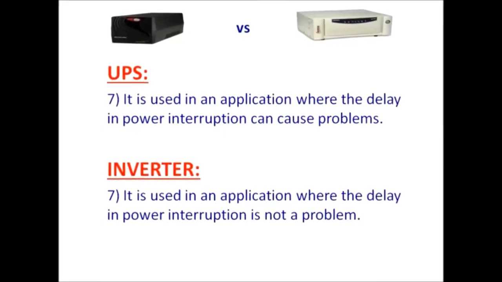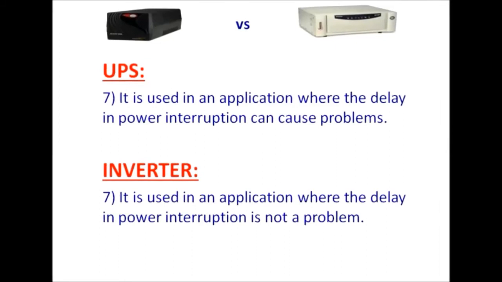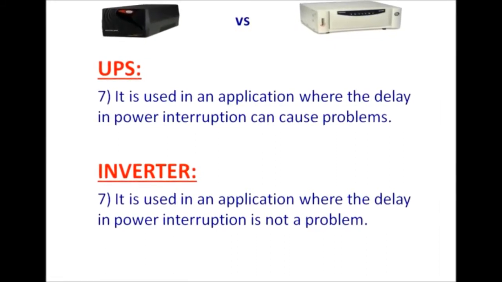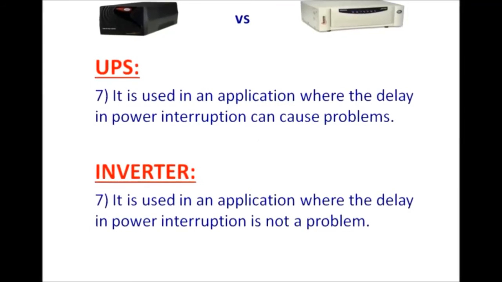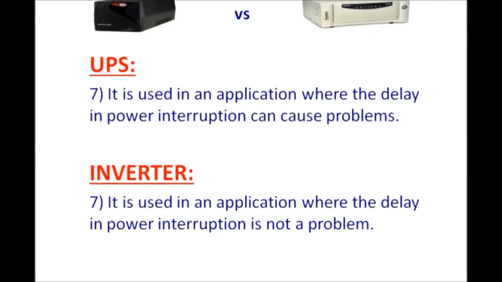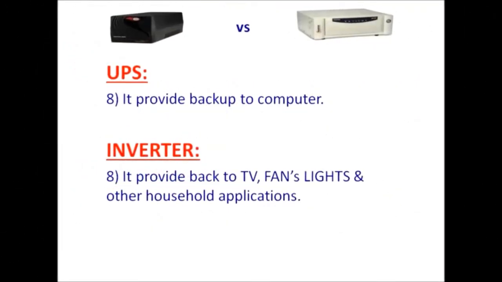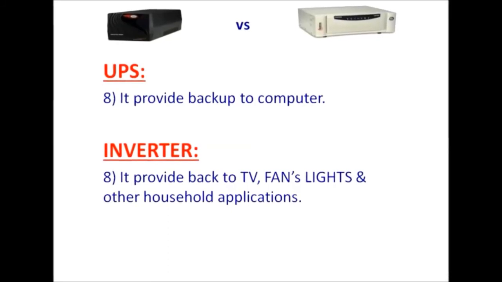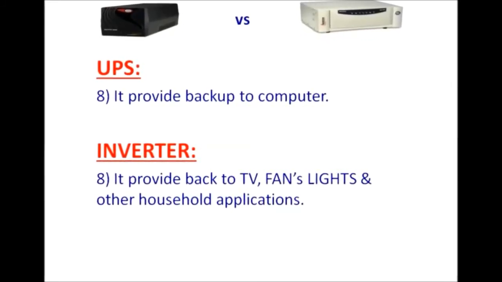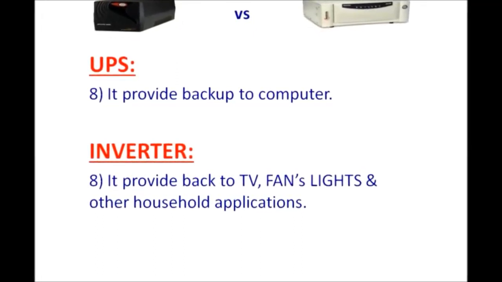UPS is used in applications where a delay in power interruption can cause problems. Inverter is used in applications where a delay in power interruption is not a problem. UPS provides backup to computers and any other sensitive devices. Inverter provides backup to TV, fan, lights and other household applications.